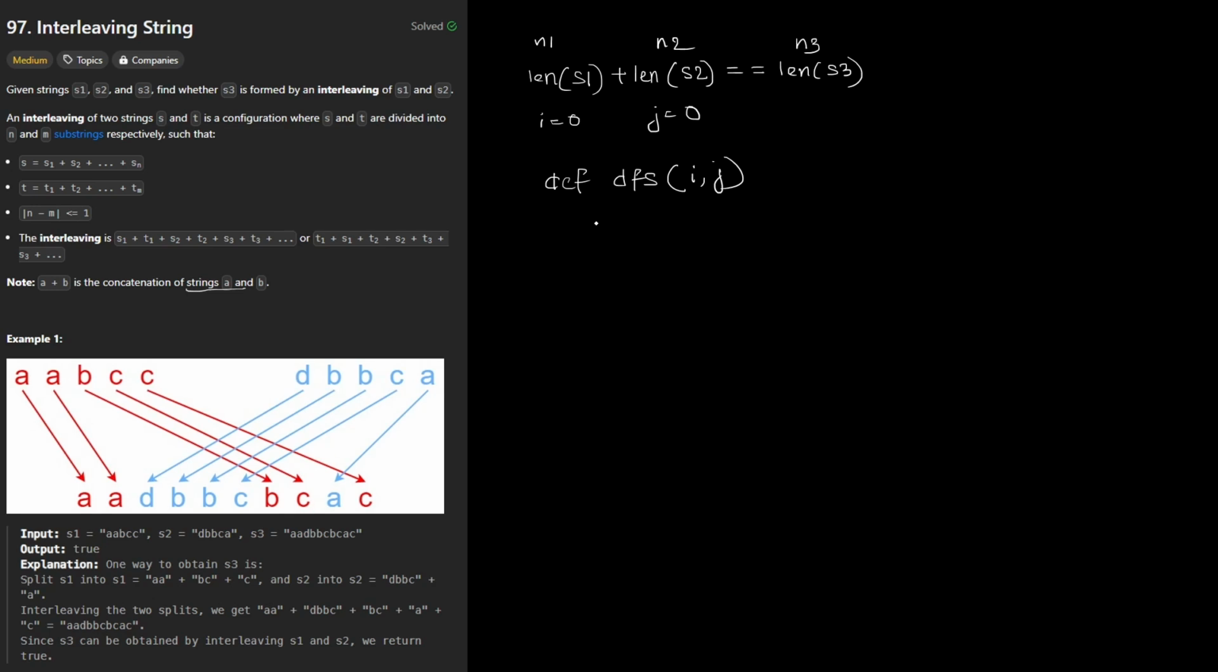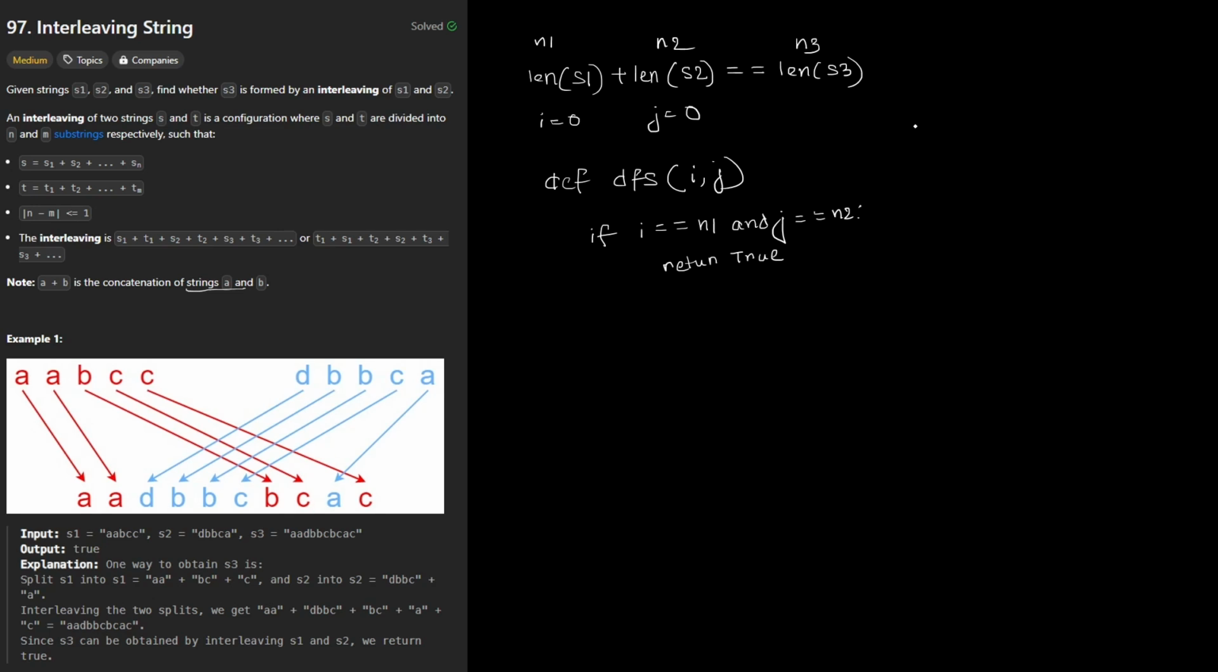Now we have to check the base condition. So when can I say that S1 and S2 are forming S3? When i is equal to n1 and j is equal to n2. So if i is equal to n1 and j is equal to n2, then I can return true. And this would be our base condition for this problem.